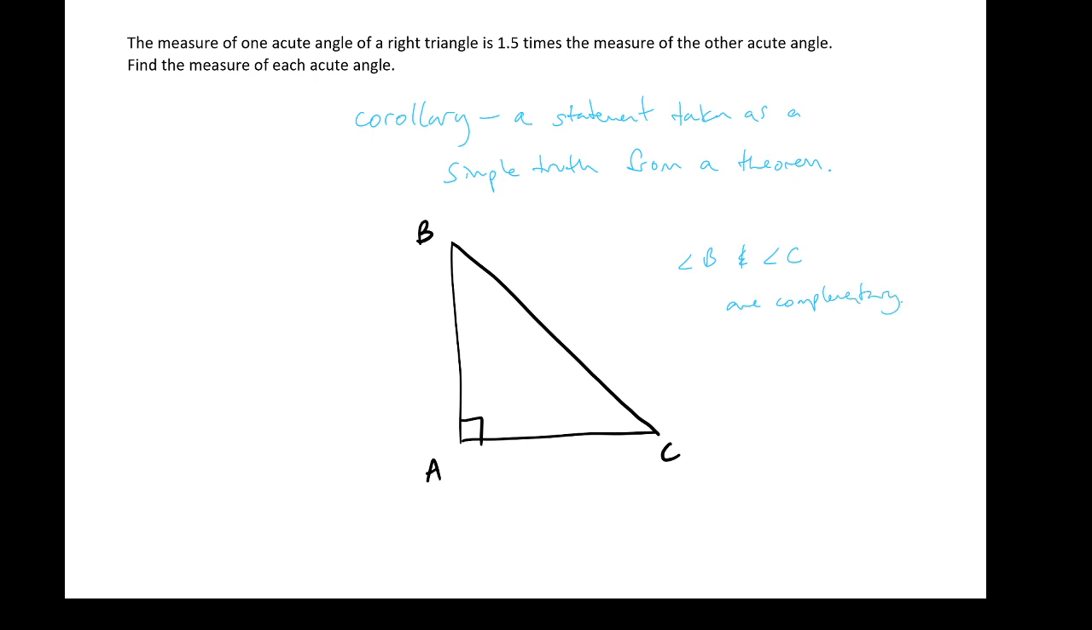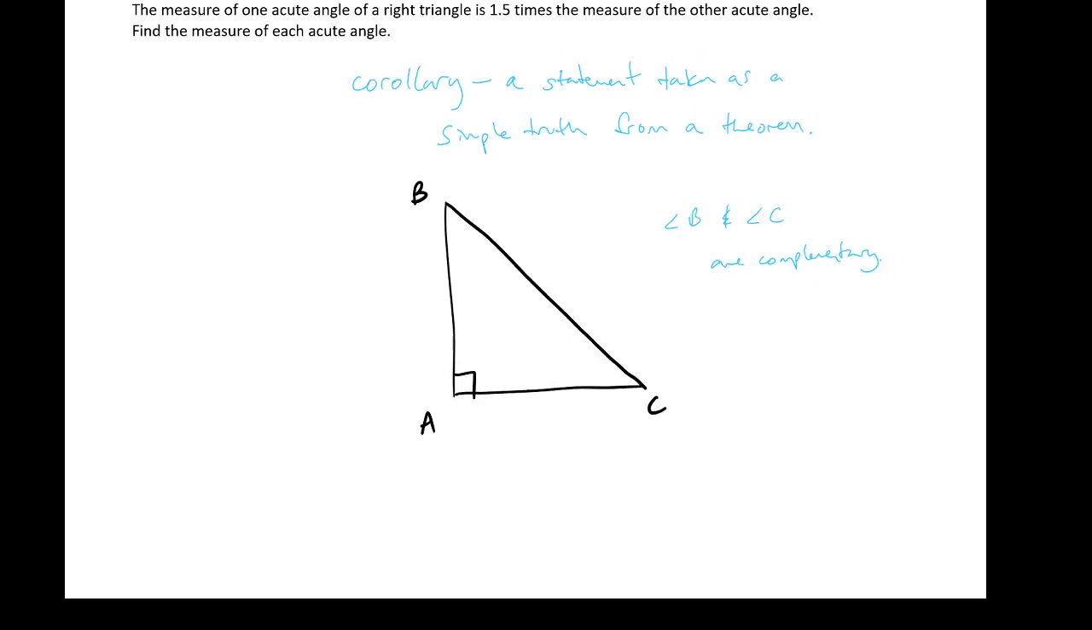We don't really need a proof to do that. It's kind of a quick thing that you can just take away and just know that anytime we have a right triangle, those two acutes are going to be equal to 90 degrees in their sum. So that's how we're going to do this. We have the two acute angles of a right triangle. One of them is 1.5 times the other one. So the sum of those two, of course, is going to be 90.